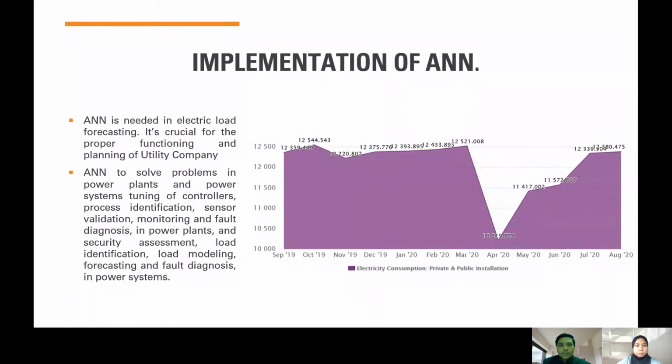The implementation of ANN: the ANN is needed in electrical load forecasting. It is really important for the proper functioning and planning of utility companies. The ANN is to solve problems in power plants and power systems, tuning of controllers, process identification, sensor validation, and many more processes. And the figure is the power consumption in Malaysia until August 20. Okay, next slide.